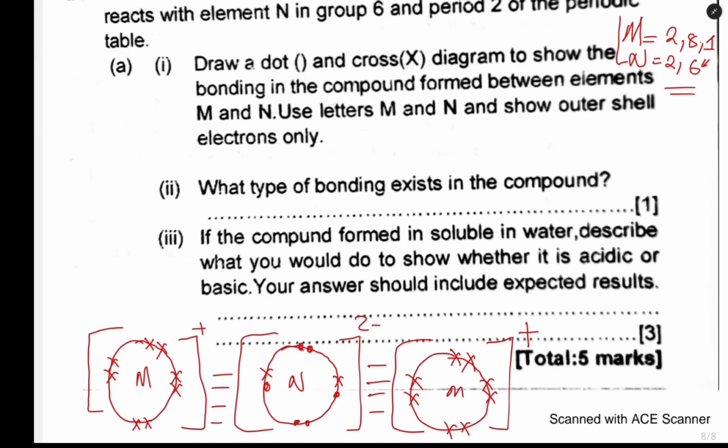Then what type of bonding exists in the compound? So it is ionic bonding.